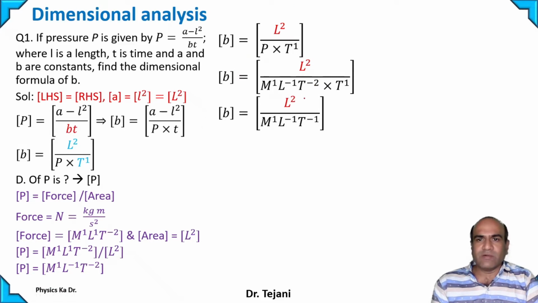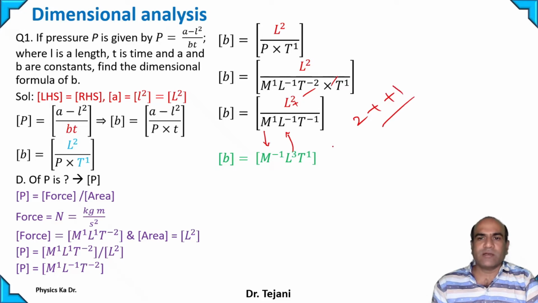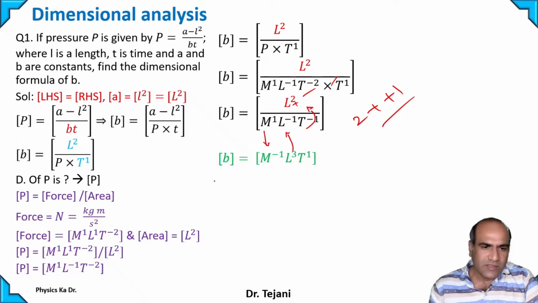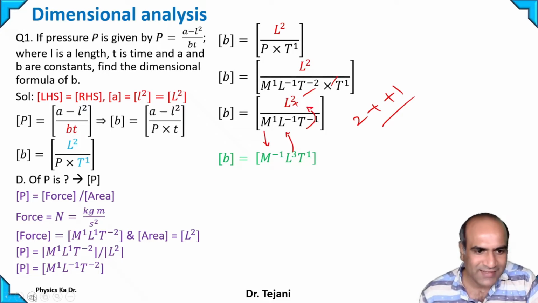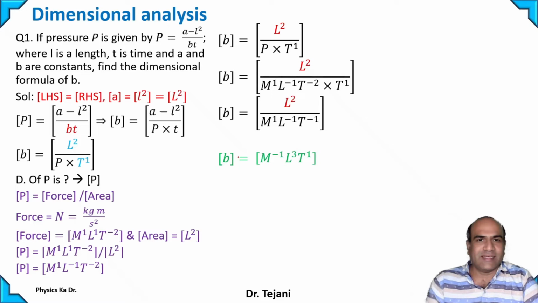So T and T, one T is cancelled. Then it moves up. So M becomes minus 1, 2, minus plus 1, so it becomes 3, and T power 1. When T is moved upward, it becomes 1. Great. Very simple example, I think.